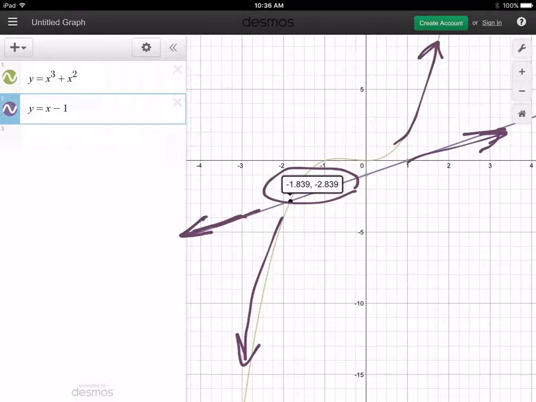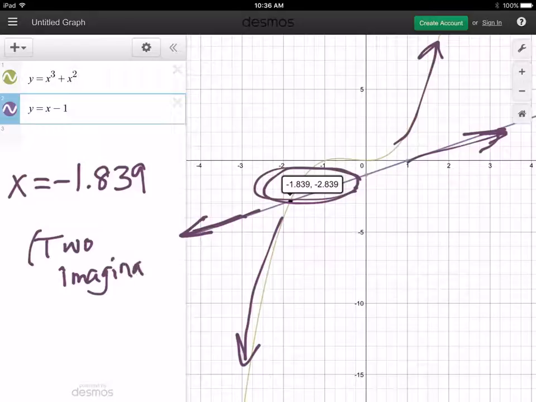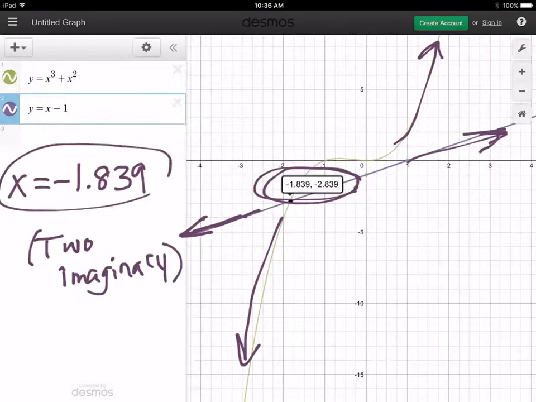Okay, so the only place where those two intersect is this point, and that means there is one approximate real solution, and that's x equals negative 1.839. Now there should be 3 solutions since it's an x cubed equation, so the other two are imaginary solutions. We don't need to find those since the problem just asked us to find the real solutions, so this would be your one answer.